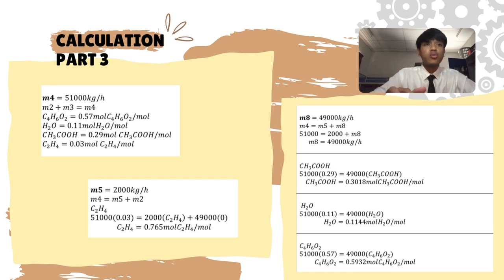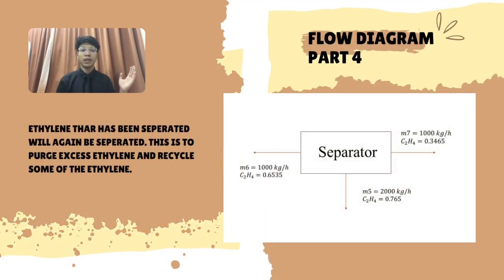And for the last one, the product that we want is vinyl acetate: 51,000 times 0.57 that we get from M4 equals 49,000 times vinyl acetate in M8. Again, we have no vinyl acetate at the top stream, so we just equal it to M8. So C4H6, which is vinyl acetate, equals 0.5932.